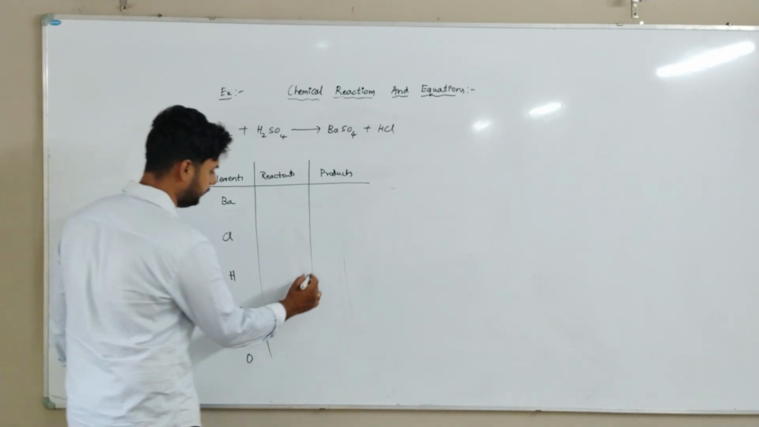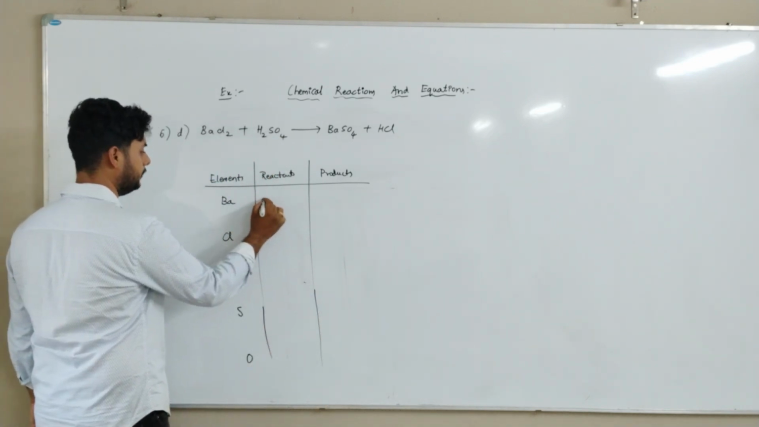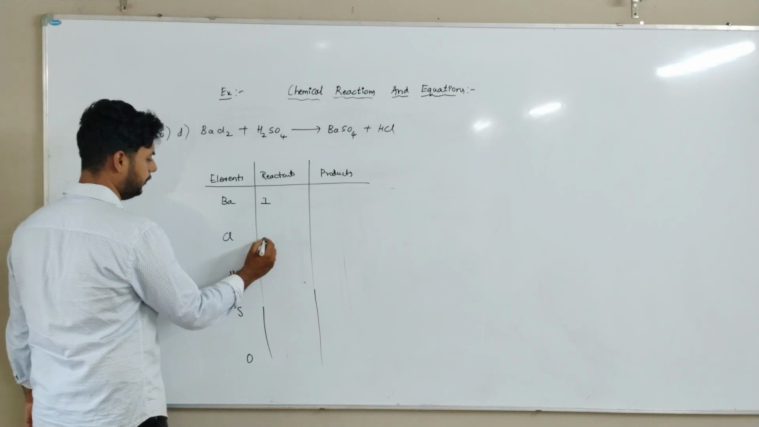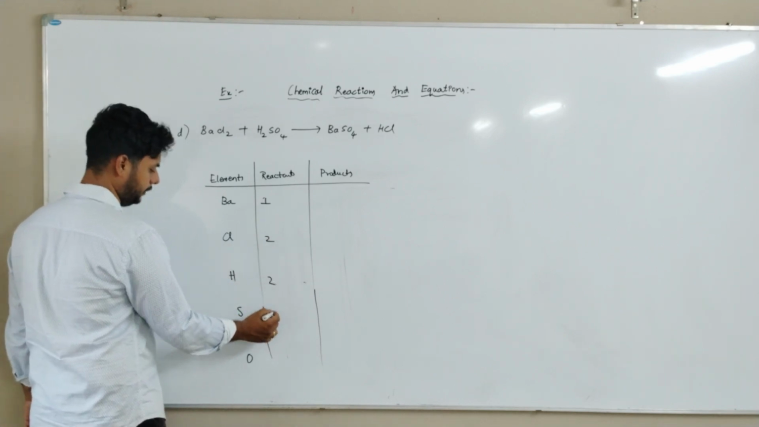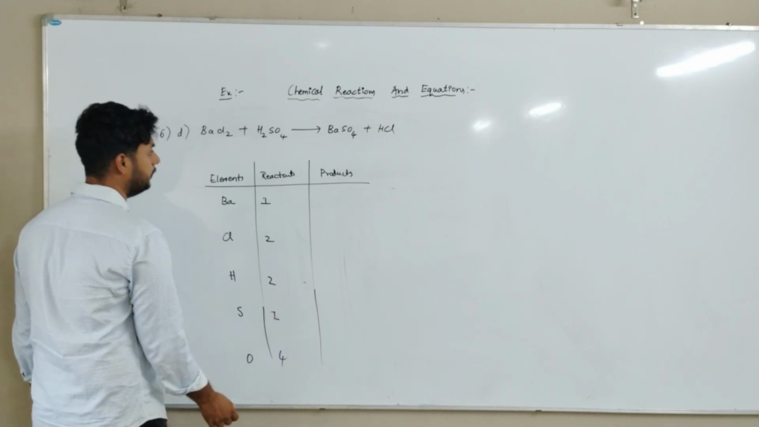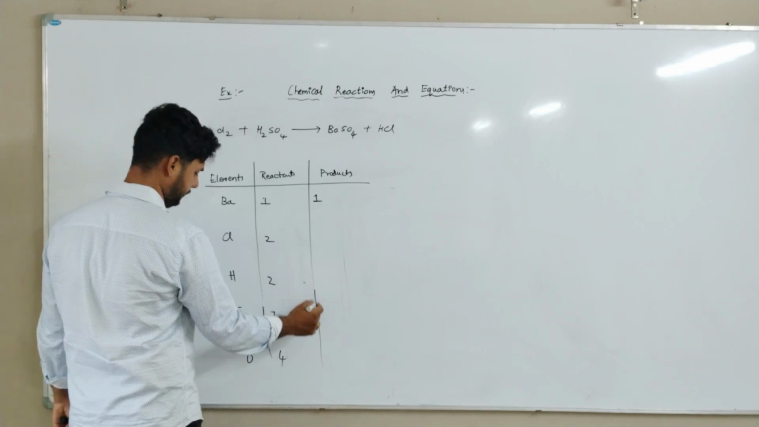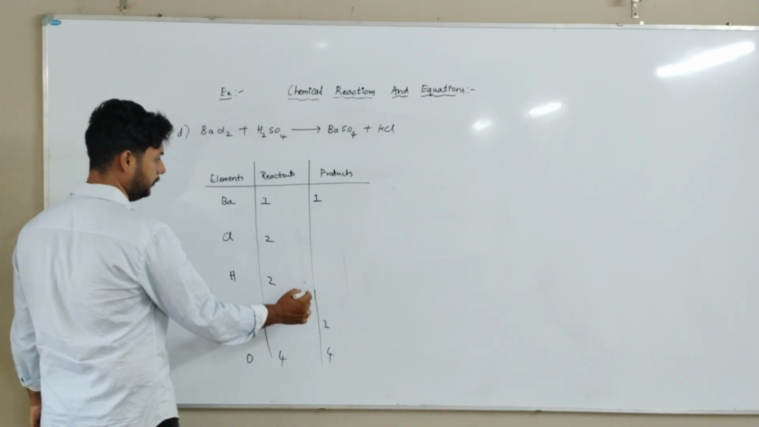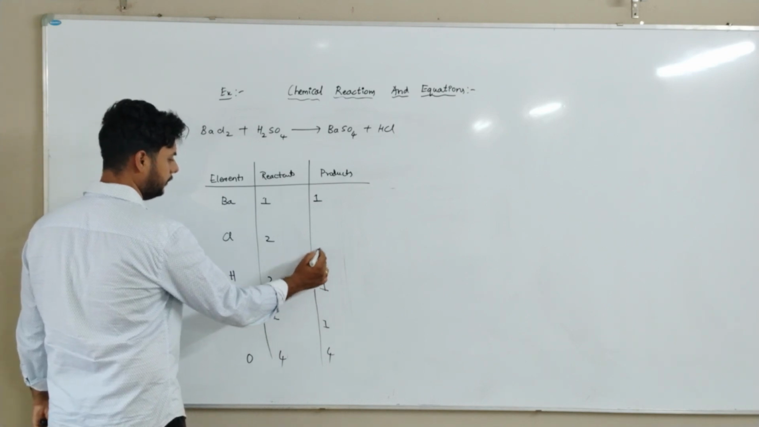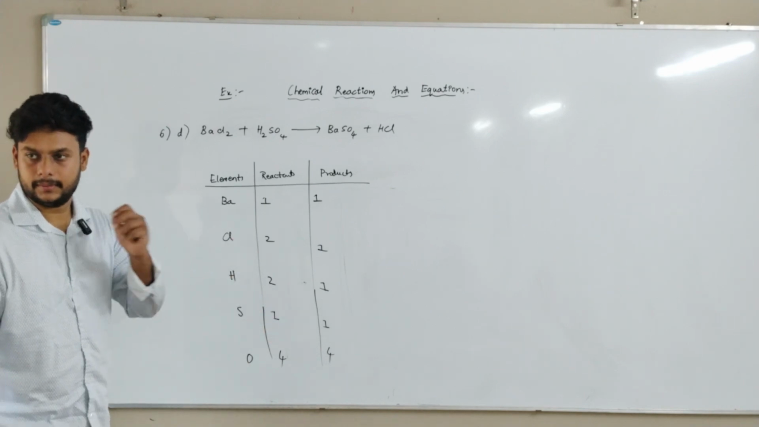Okay. So now I will start balancing them. So here Ba1 is there. Cl, correct, I will go faster. Cl2, H2, S1, O4. Here Ba1, S1, O4, H1, Cl1. This is the equation. Okay.